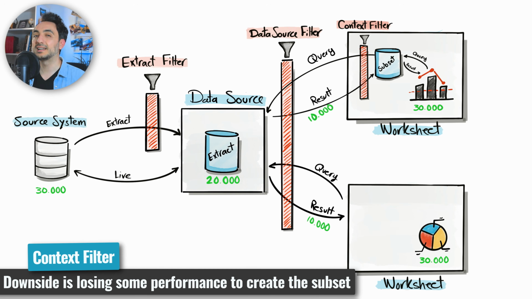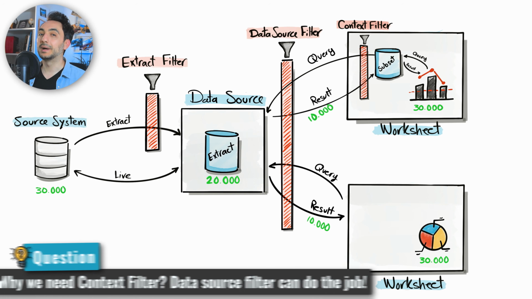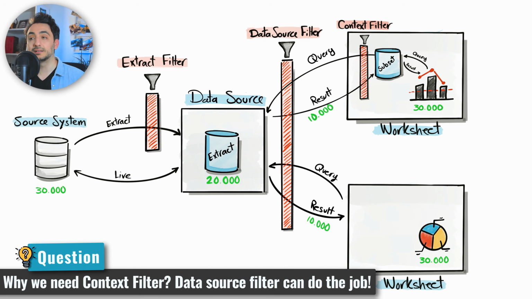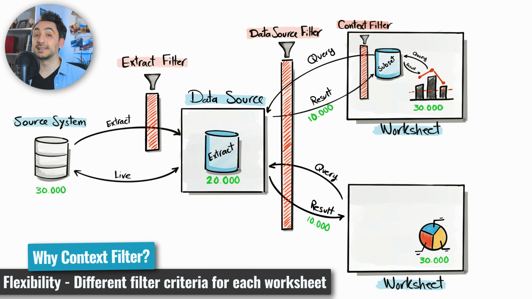Here the downside of the context filter is that we are losing performance, because Tableau spends resources and time in order to build this temporary table. So now you might ask me, why do we need a context filter if we have a data source filter? We can easily use the data source filter in order to reduce the size, and with that Tableau doesn't waste any resources or time building this extra table. Well, the answer for that is flexibility, because once you apply a data source filter, you are filtering all the worksheets that are connected to this data source.